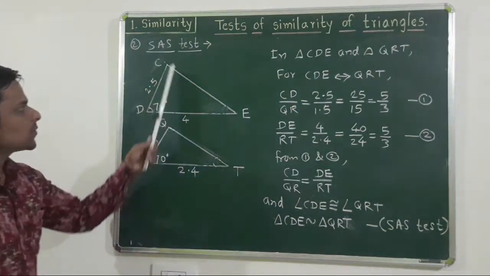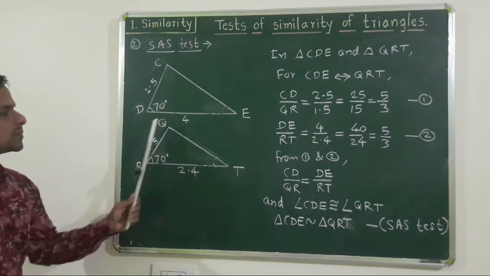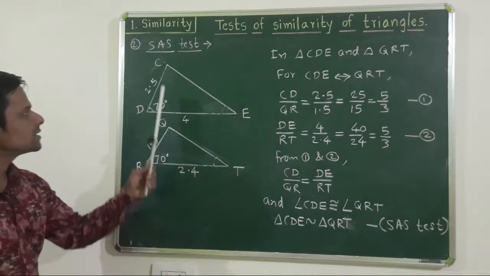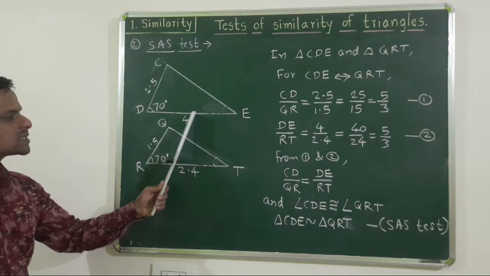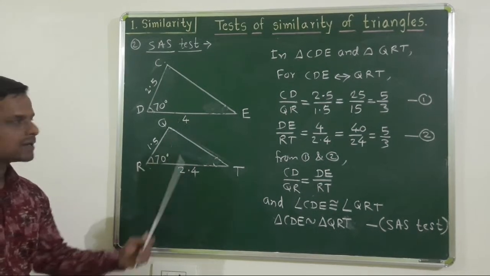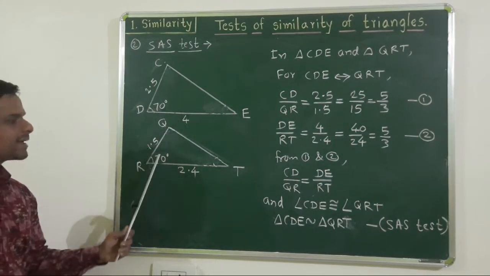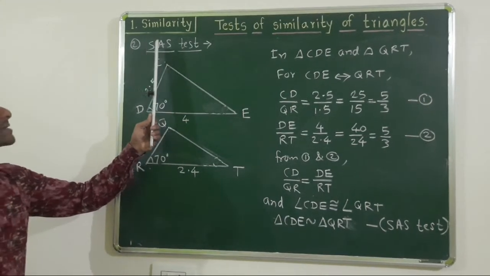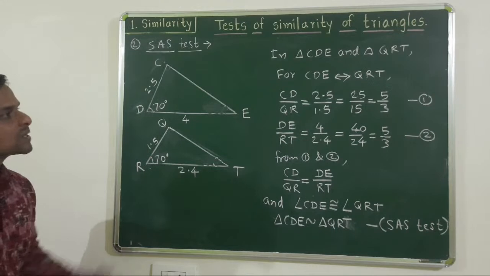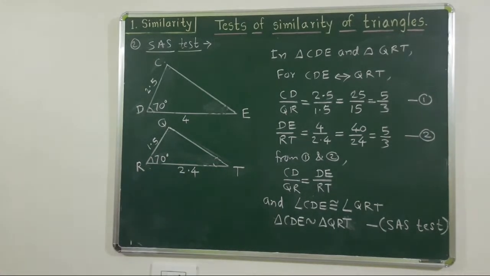See once again, for a given one-to-one correspondence between vertices of two triangles, if two sides of one triangle are in proportion with corresponding two sides of other triangle and included angles are congruent, then the two triangles are similar by SAS test. Take screenshot, then we'll move towards next test or last test, that is SSS test.